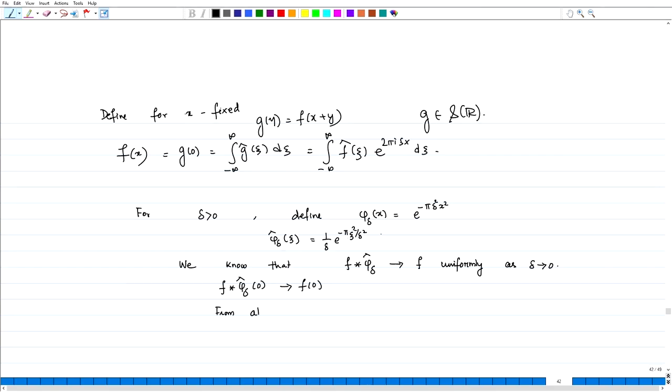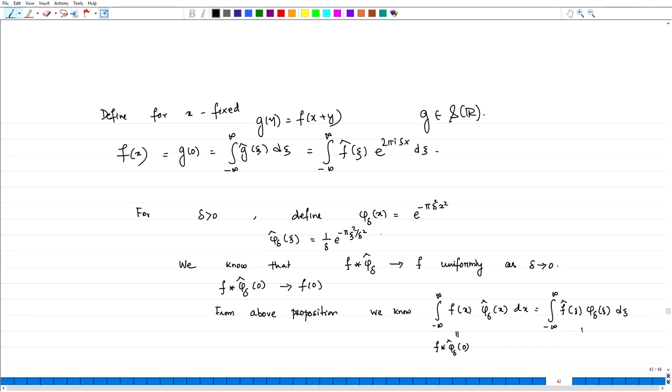From the above proposition, we know that the integral from minus infinity to infinity of f of x phi delta hat at x dx is equal to the integral from minus infinity to infinity of f hat of xi phi delta of xi d xi. This is what we know from the previous proposition. Phi delta hat of minus x is equal to phi delta hat of x, because this is a radial, even function. So, therefore, this is nothing but f convolution phi delta hat at 0.